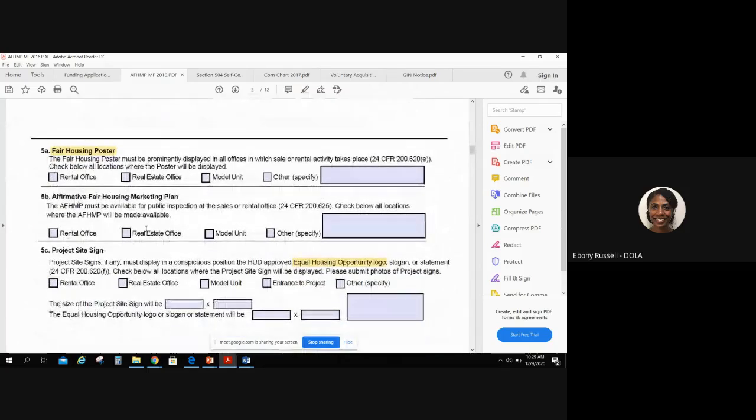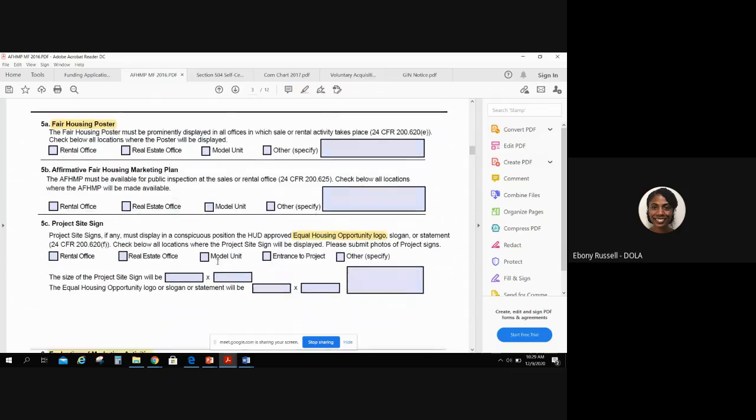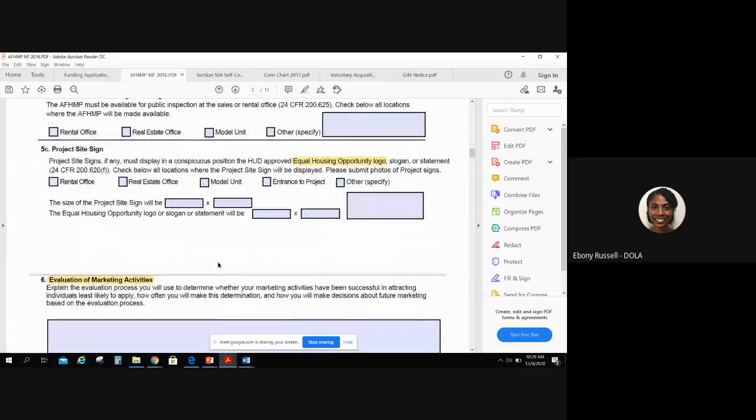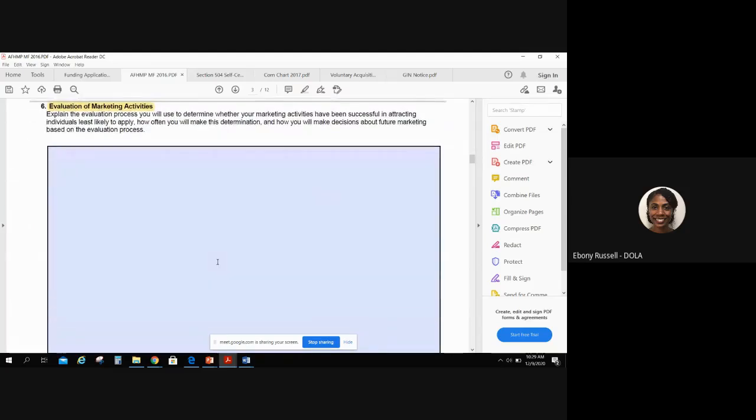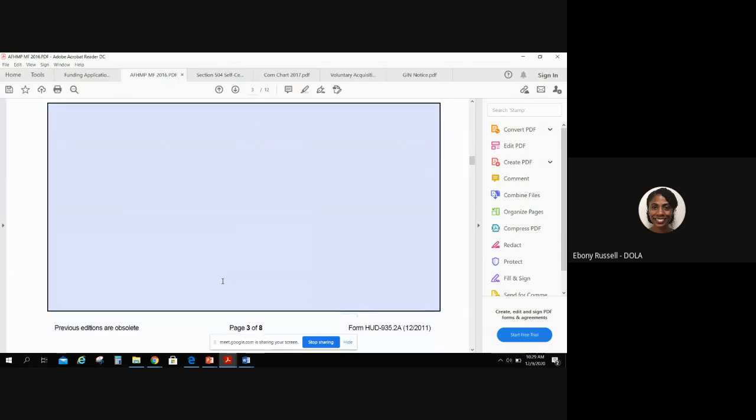Fair housing posters must be posted in the rental office. Sometimes people miss that. And equal opportunity housing logos must be on documentation and visible in the rental office where people are applying. So your evaluation of market activities should be done initially, and I would say once a year you should look at your rent rolls and everything to determine whether the people you identified as least likely to apply are actually filling units in the housing project that you have developed.